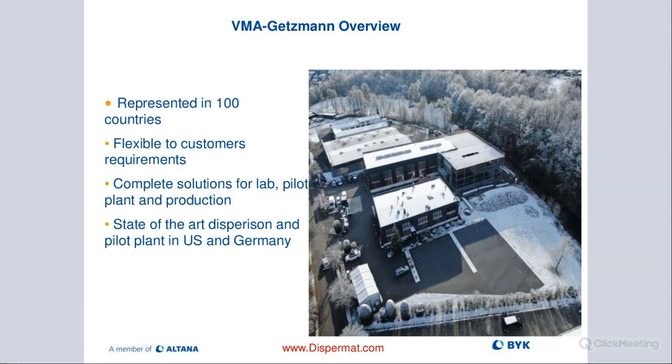So here is a good picture that kind of gives you an idea about the company. They are located about 40 miles east of Cologne, so kind of right in the heart of Germany. They're all over the world. One of the nice things about their product line is that they do a lot of custom stuff. So probably about 40% of everything that VMA manufactures is custom.